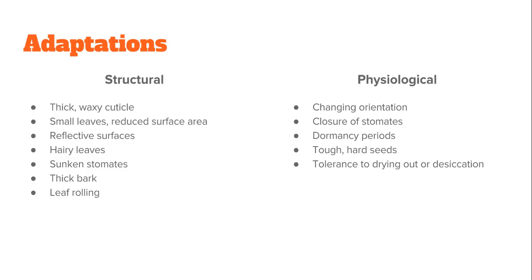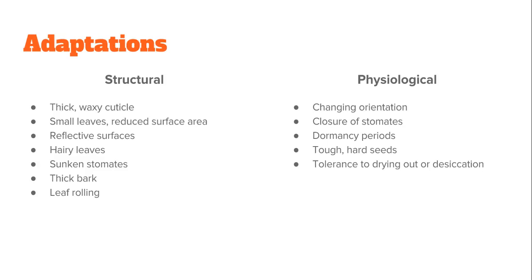Reflective surfaces means that the sun is not absorbed and it's reflected back into the environment. Hairy leaves reduce the rate of evaporative cooling, so it means that the plant is minimizing their water loss. Sunken stomata mean that they're less exposed to the sun. Some thick bark and leaf rolling are again some structural adaptations.